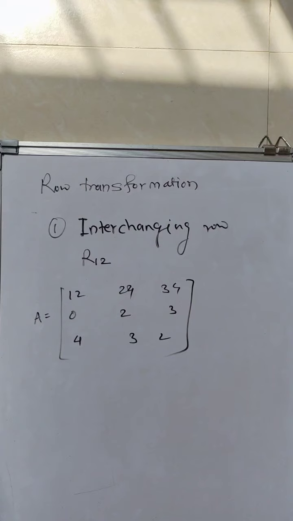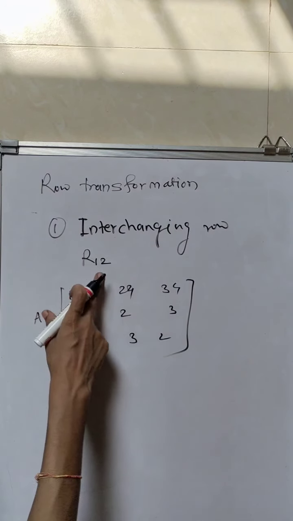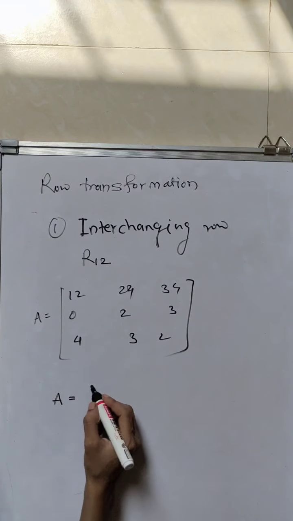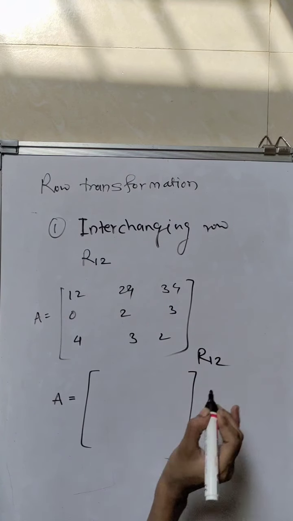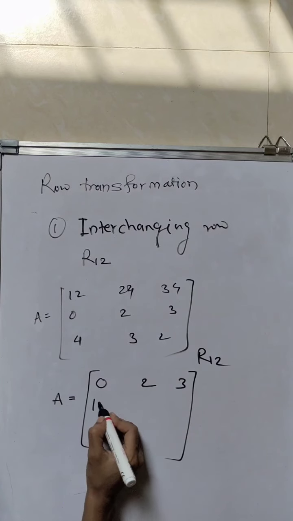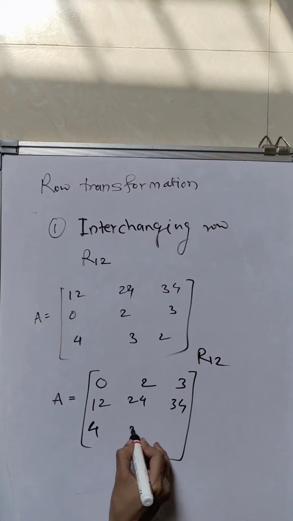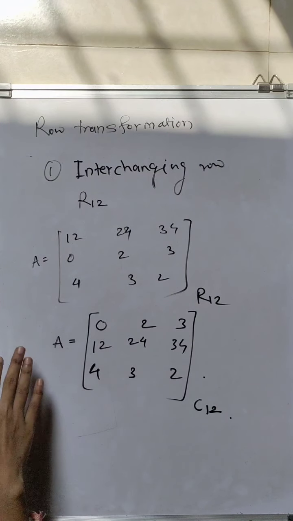Consider matrix A, and we apply the row transformation R12. After applying it, the matrix will be 0 2 3, 1 2 4, 3 4 2. This is an example of row transformation.